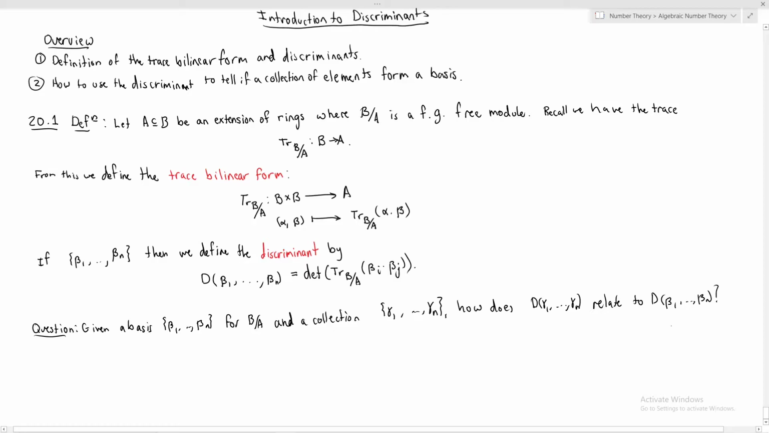And so the claim is as follows. So proposition, it should be 20.2.